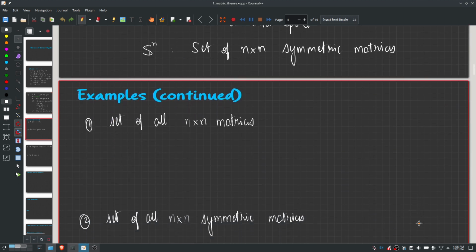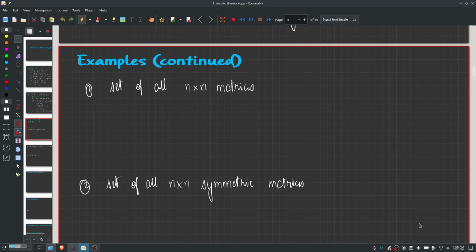Now, on the other hand, if I consider the set of all n by n matrices, is this a vector space? Yes, it is a vector space. And what is the dimension of this vector space? It is n squared, correct? And can you give me a basis for this particular vector space? Permutation matrix?